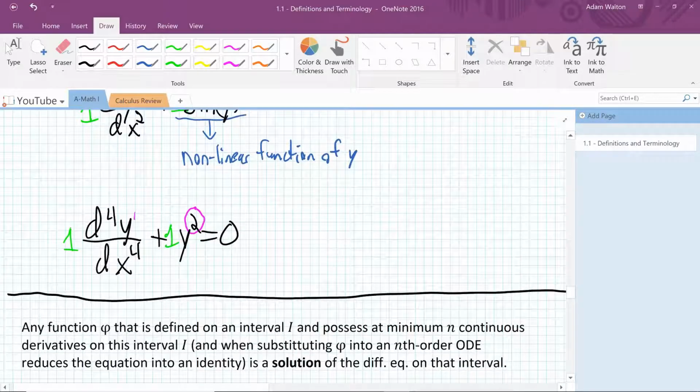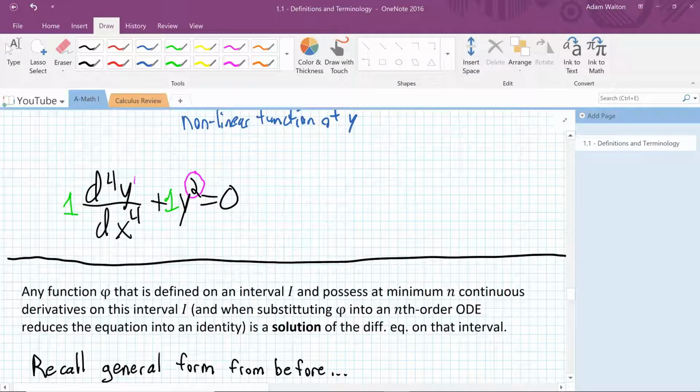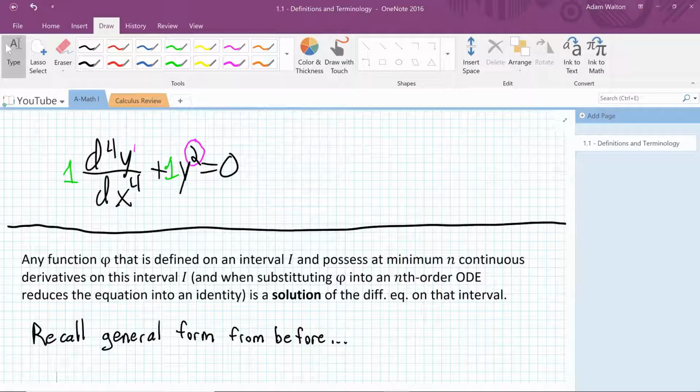So before we talked a lot about different forms and terms, but now we're actually going to talk about the solution of an ordinary differential equation. So any function phi that is defined on an interval I and possesses at minimum n continuous derivatives on this interval I, and when substituting phi into an nth order ordinary differential equation reduces the equation into an identity, is a solution of the differential equation on that interval.